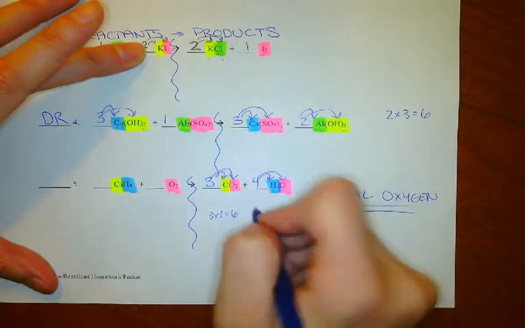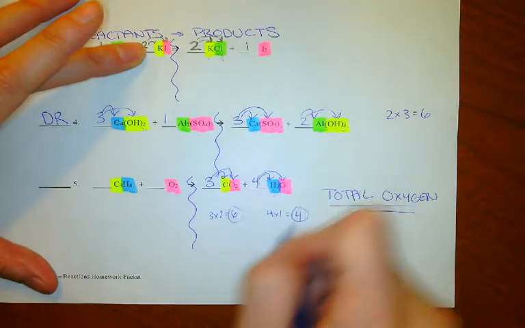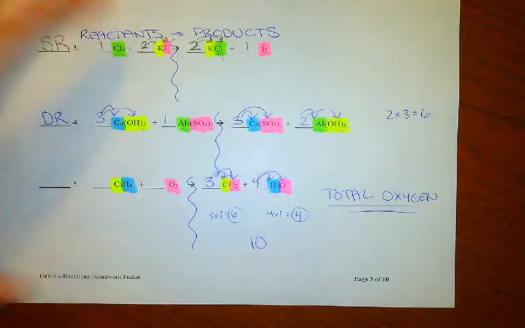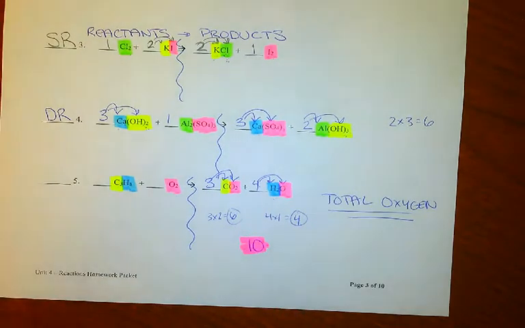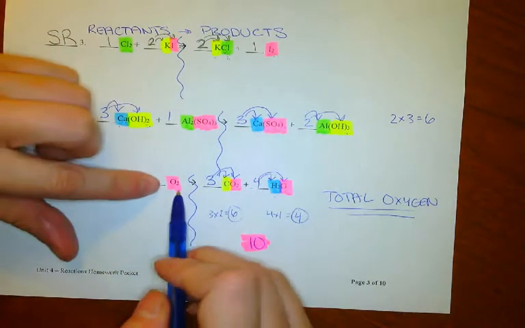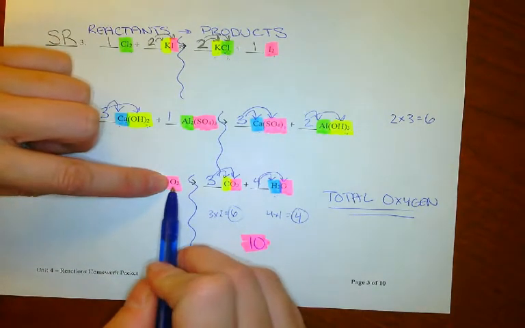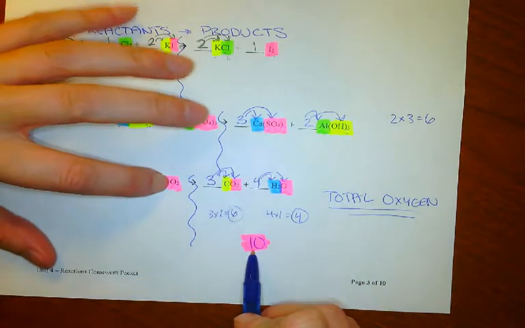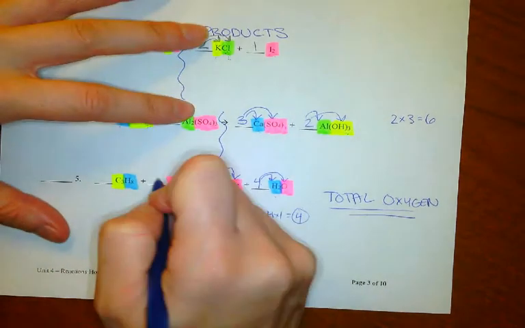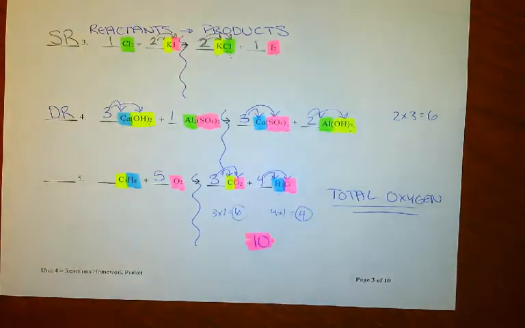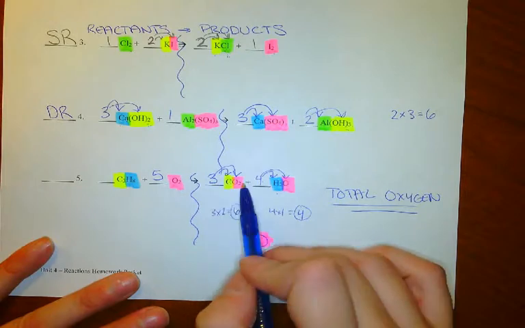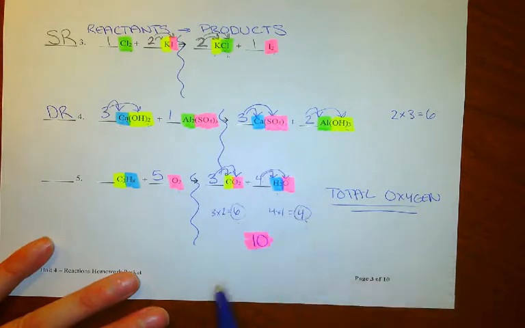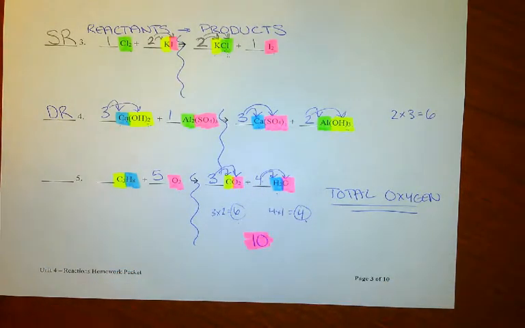Okay, so total, I have these 6 pinks plus those 4 pinks. I have 10 pinks on this side. I have 10 pinks on my product side, which means I have to have 10 pinks on my reactant side. Right now I have 2. So I have to make the small number match the big number by multiplying. So 2 times 5 equals 10. So now I have 5 times 2 pinks, 10 pinks. 3 times 2, 6 pinks here, 4 pinks there, so 10 pinks on each side.